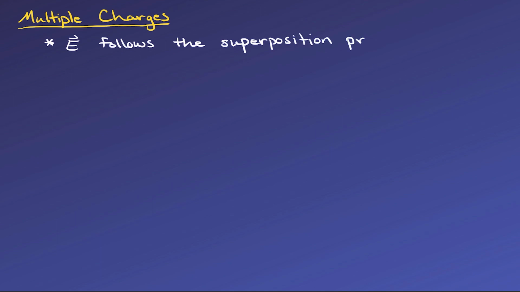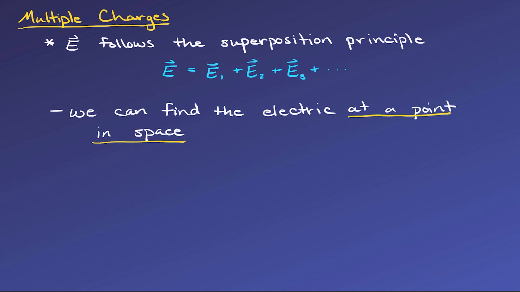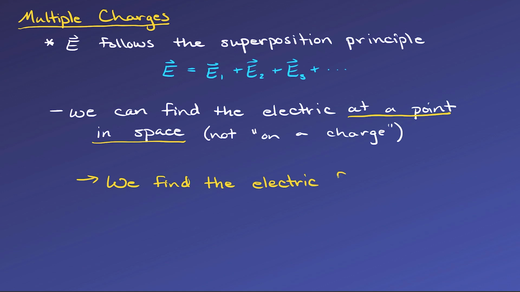The electric field that we've drawn is the overall electric field of both charges. Mathematically, this is obtained by adding. Since the electric field at any point in space can be represented as a vector, and vectors follow the superposition principle, we can just add the individual fields of each charge. Also remember, when finding electric field, we're finding the field at a point in space. You don't find the electric field on another charge.